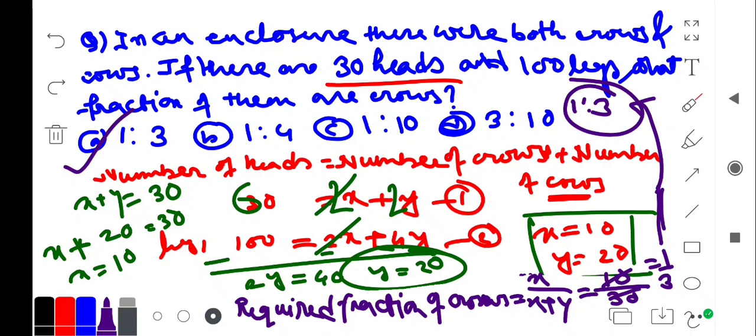So the question says in an enclosure there are both crows and cows. If there are 30 heads and 100 legs, what fraction are crows? Here we have to find the fraction of crows. 30 heads: always remember crow and cow both have one head. So total heads is 30 equal to x plus y, x is the number of crows, y the number of cows. But a crow has 2 legs and a cow has 4 legs, so total legs 100 equal to 2x plus 4y. When we solve it, x equal to 10, y equal to 20.